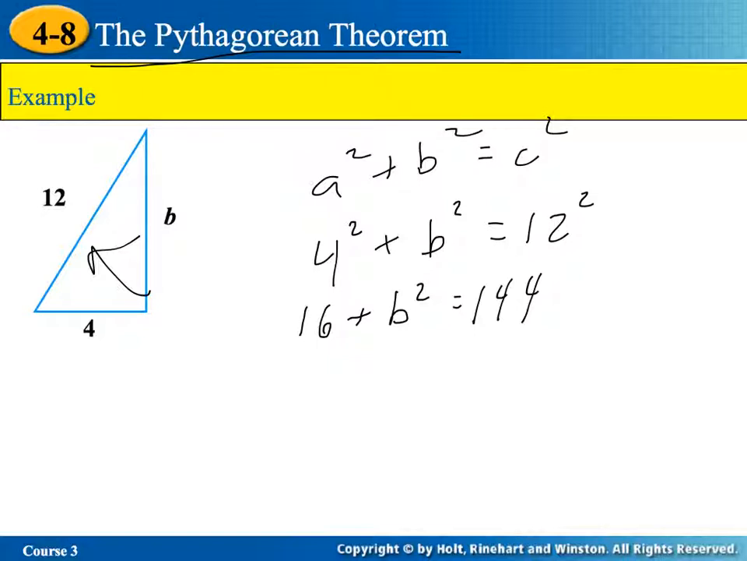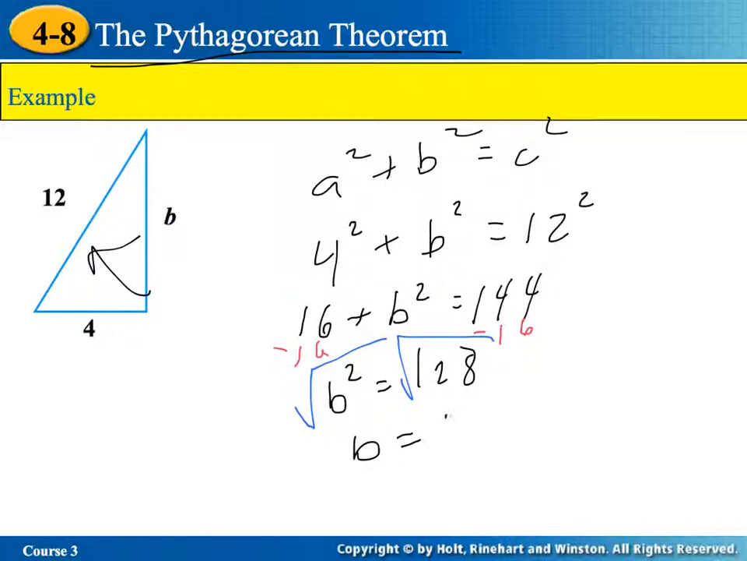Okay, what do I have to do? Well, I have to bring that 16 over. So I get b squared is equal to 128. Subtract 16 on both sides. Whoops, forgot the step. Equals 128. How do you get rid of the square? Oh my goodness, Mr. Sheeman, you told me the answer. Find the square root. What is the square root of 128?